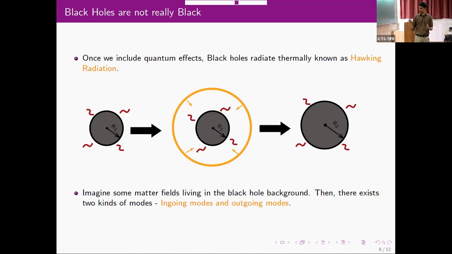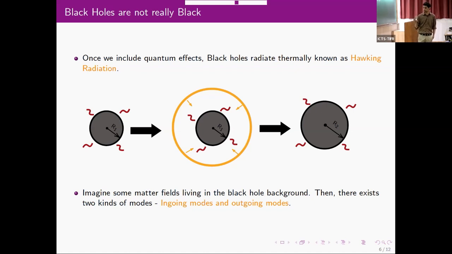Okay, so I just told you in the first slide that black holes are actually, whenever something goes into that, nothing comes out. So they are really black. But once you include quantum effects, the black holes are actually not black. They radiate thermally, known as Hawking radiation, as I think Omkar also pointed out. So this picture gets corrected.